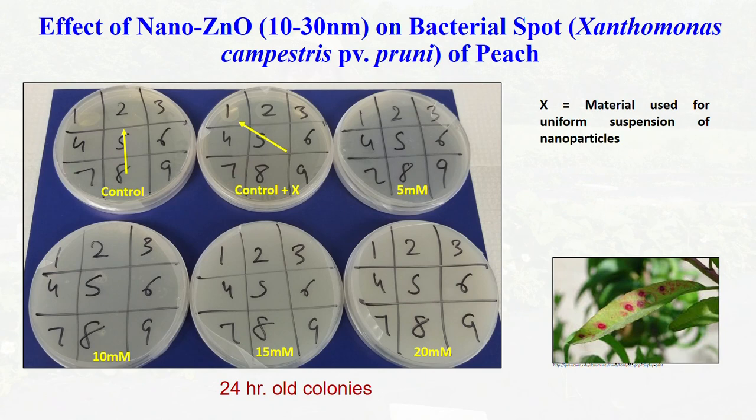Leaf spot in peaches, again the same thing. After 24 hours, you can see the colonies here. All plates were clean. 100% mortality.